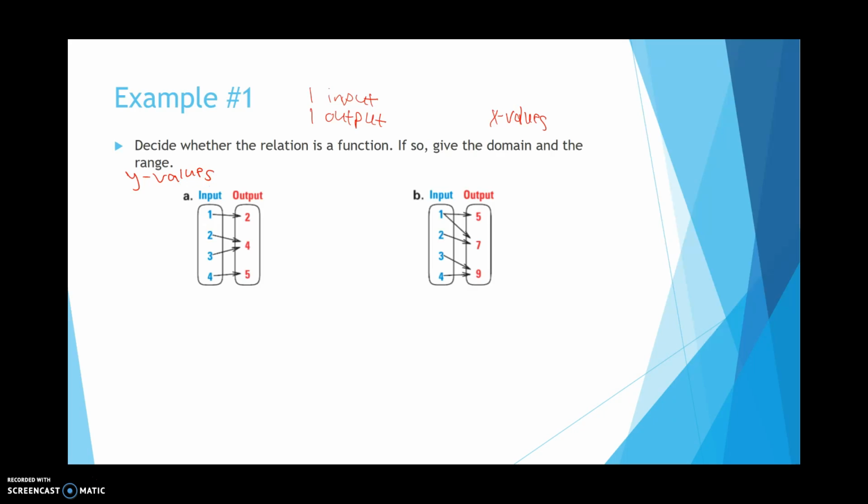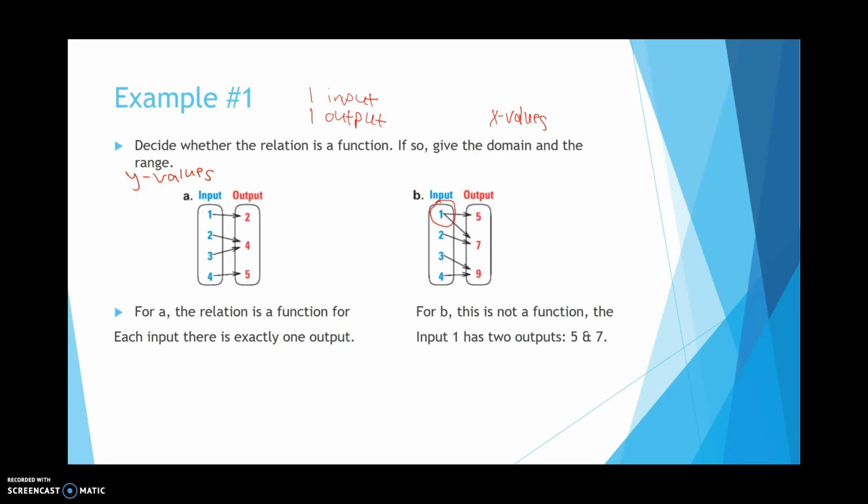So let's look here at example A. We have for our input 1, 2, 3, 4. Output is 2, 4, and 5. Is that a function? Is there one input for one output? And the answer to that is yes. For every input, there is one output. If we look at B here, notice we have our input 1, 2, 3, 4, output 5, 7, 9. Notice the 1 value right here goes to both 5 and 7. So for B, that is not a function.